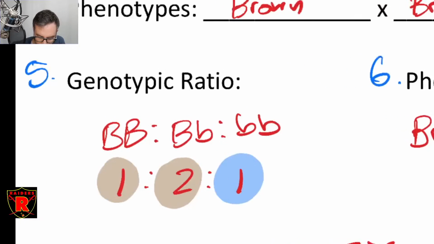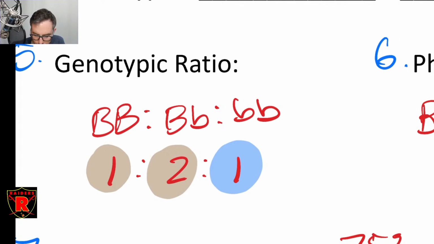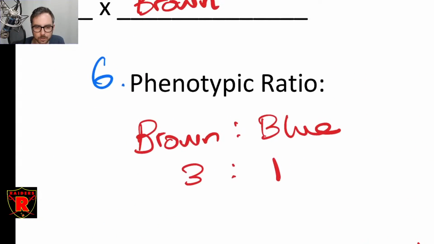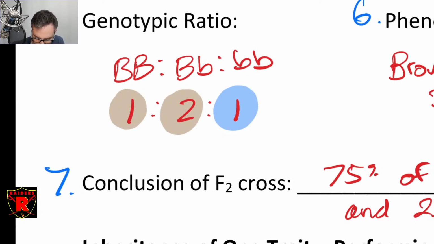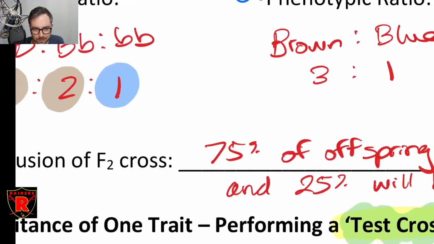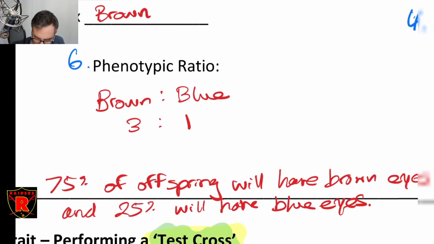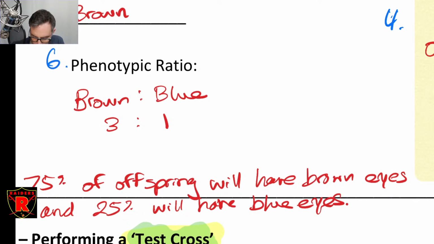And so when we write out our genotypic ratios, this is a 1 to 2 to 1, big B, big B to big B, little b to little b, little b. And the phenotypic ratios, that's step number 6, are 3 brown to 1 blue. Okay, and then again, in your concluding statement, this is a therefore statement. You can say in conclusion, whatever, that's the same thing. Or therefore, 75% of the offspring will have brown eyes and 25% will have blue eyes. That's telling you what the outcome of this mating pair will be.